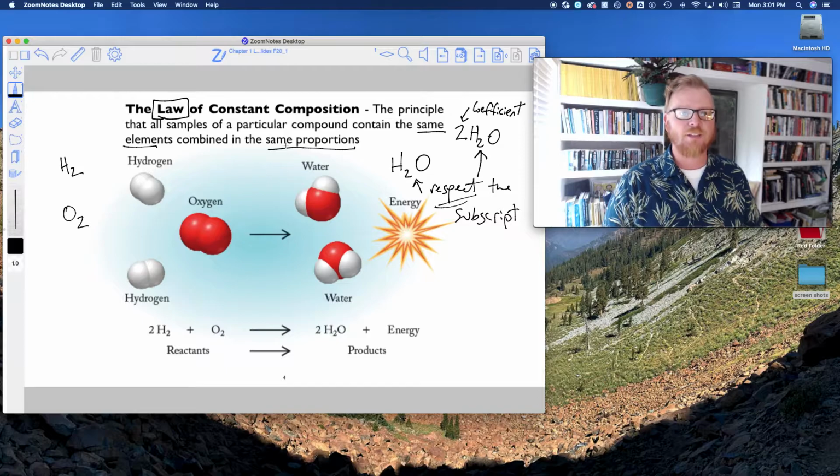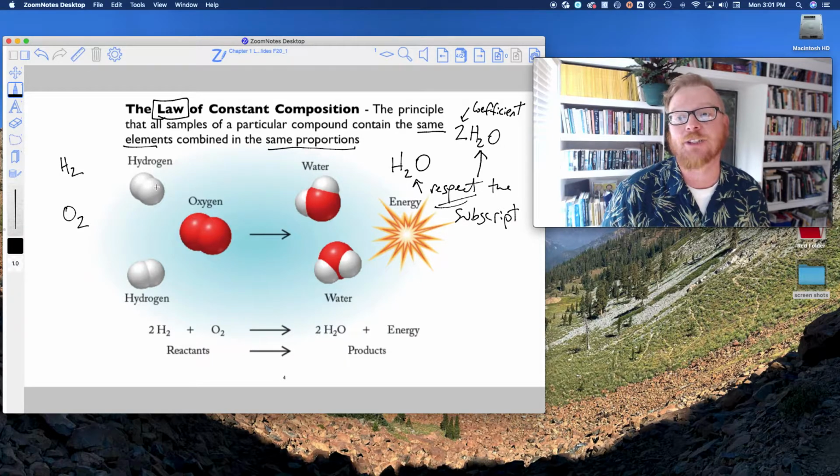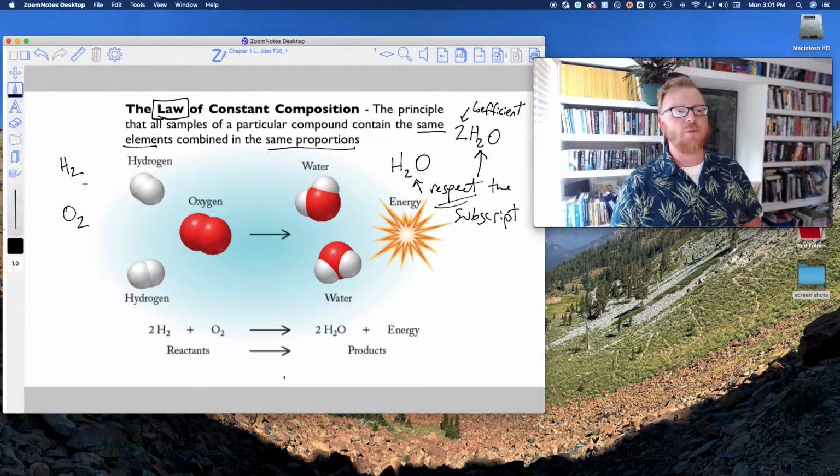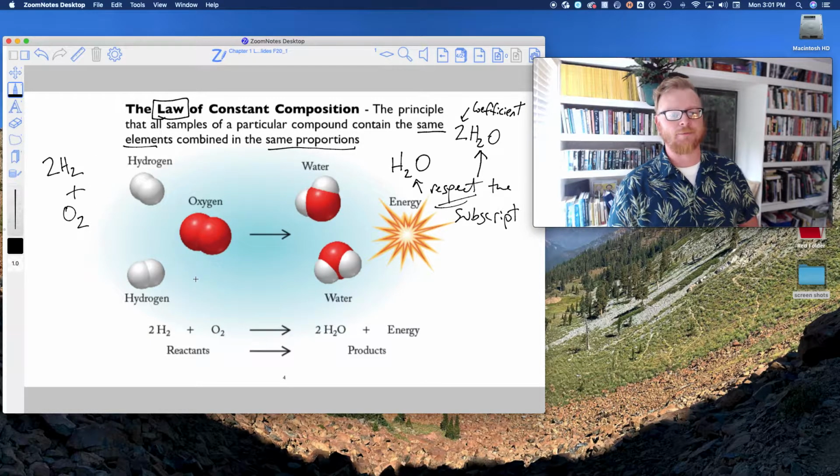And so now with this law of constant composition, if we're trying to combine hydrogen and oxygen to make water, we have to respect that these will be made up with the same proportions. To make 1 single water molecule, I need 1 oxygen and a half of a hydrogen, which is pretty tough to do. So an easier way to do it would be to combine 2 of these hydrogens, and I'm going to put the coefficient there, plus 1 oxygen. Now I've got enough material to make 2 water molecules.